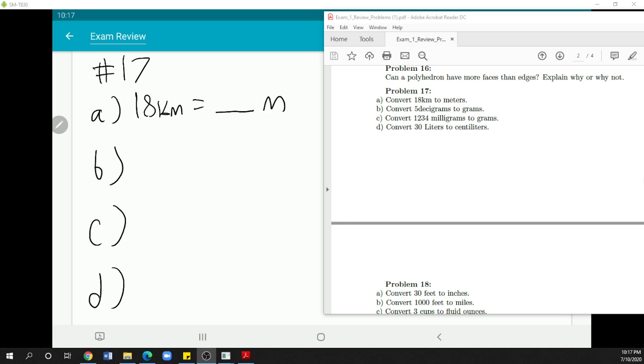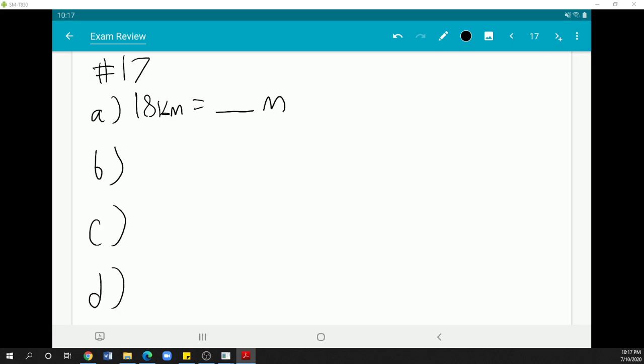So what do we know? We know that there's 1,000 meters in a kilometer. If we have the KHD, King Henry died by drinking chocolate milk, if you've ever heard that one, this gives you that. So I need to go from kilo over here to base over here. So if I do that, it takes 3 steps.